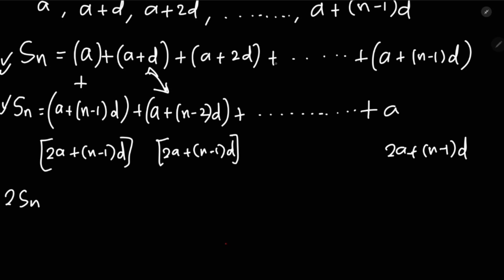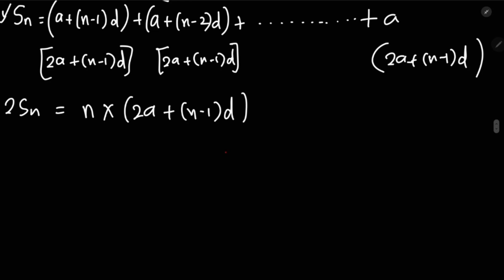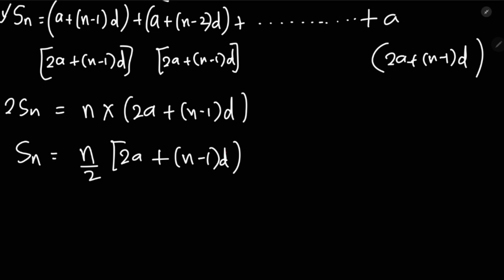And we have n such terms because we are adding the first n numbers. So there will be n such pairs of 2a plus n minus 1 d terms. So 2Sn will be n into 2a plus n minus 1 times d. Okay. So Sn will be n by 2, I am taking this 2 here, 2a plus n minus 1 d.